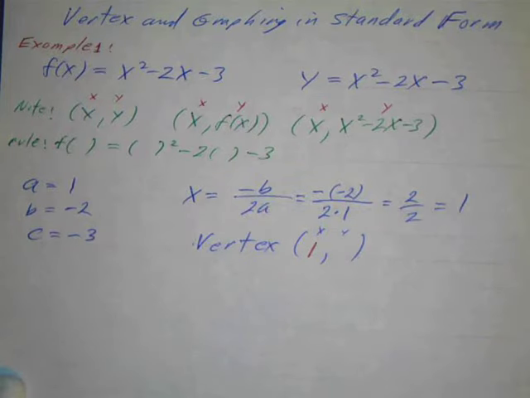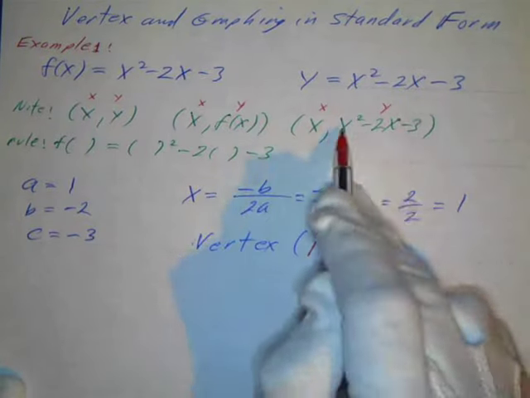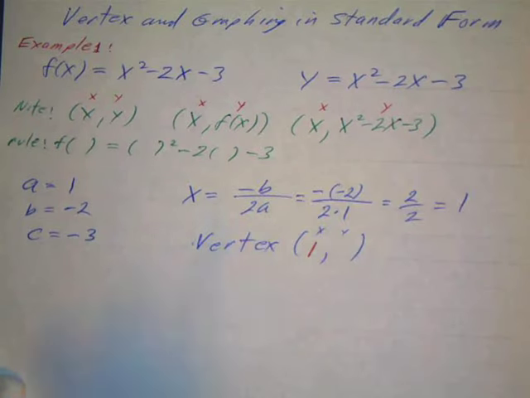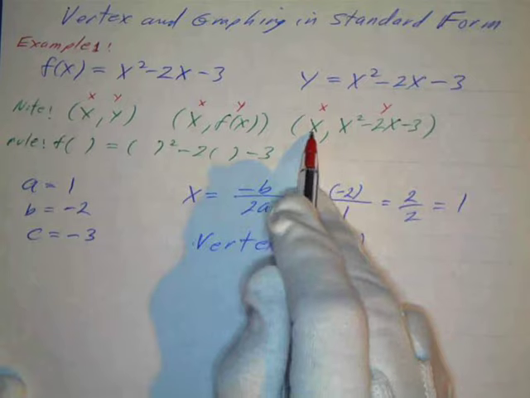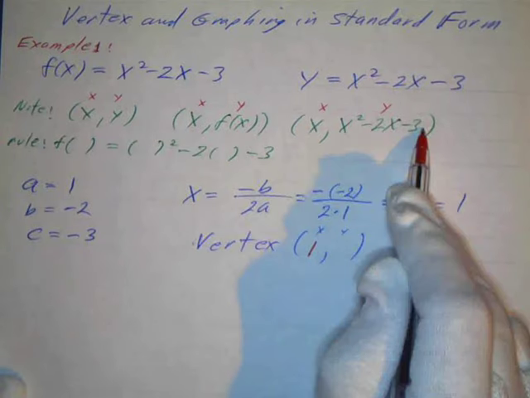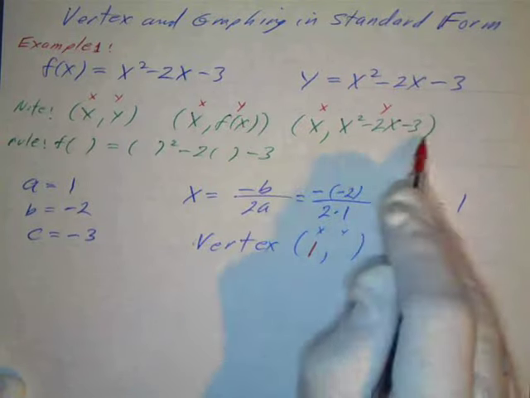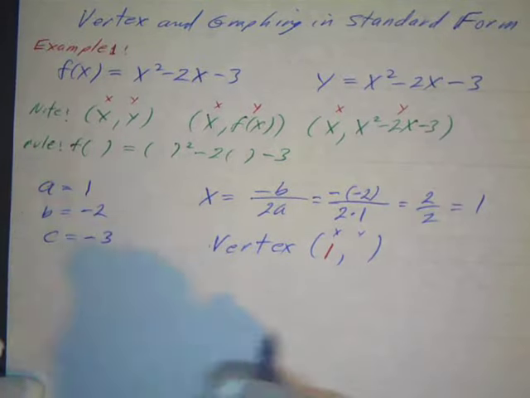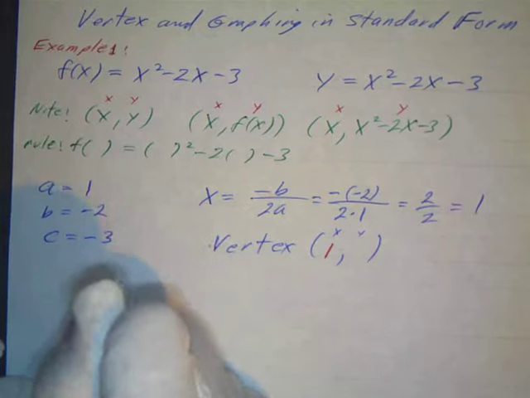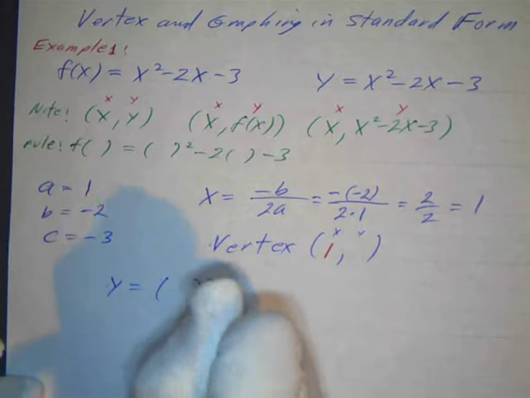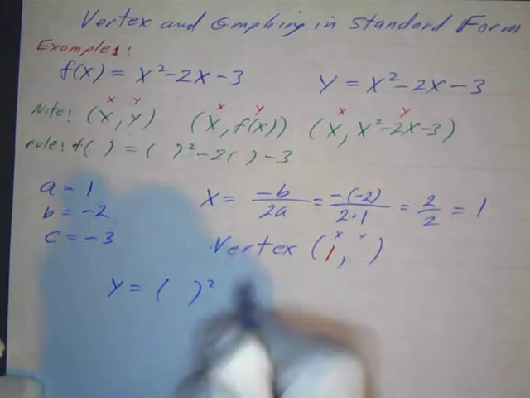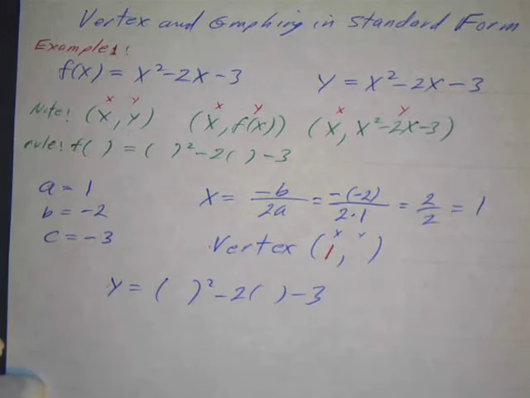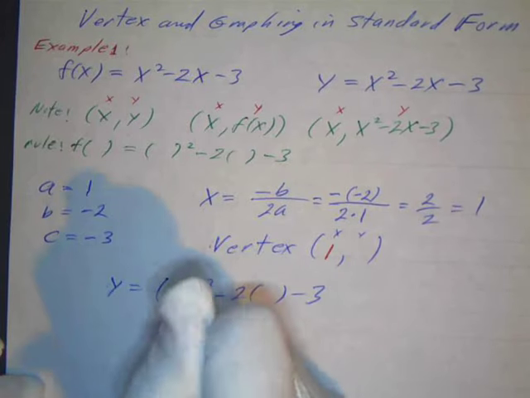Okay, so now how do I find the y? Well, I can find the y. I can just put it into this function, into the formula of the function. Okay, this is the x, this is the input. This is how I find the output. So when my input is 1, this is how I find my output. So I can write y or f(x). In this case, I just would write y equals something squared, right, minus 2 times something, minus 3. And what's that something going to be? Well, in this case, it's going to be 1.